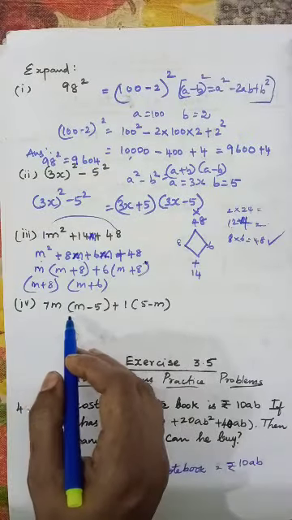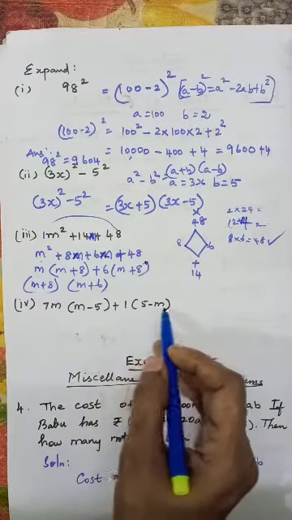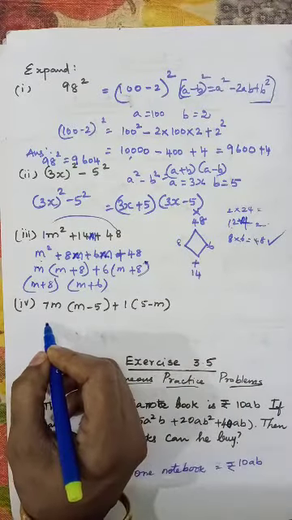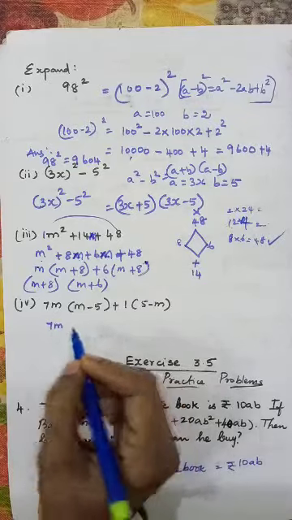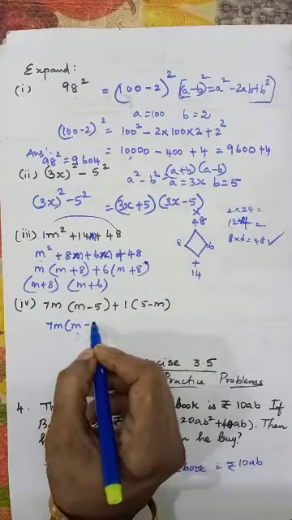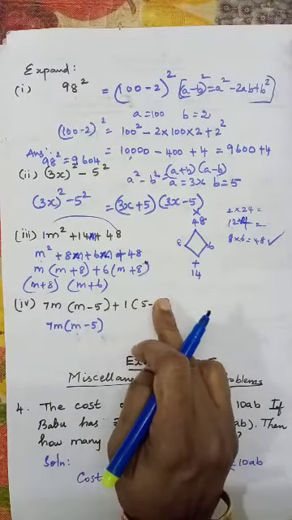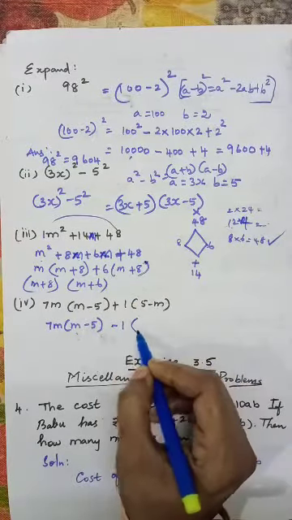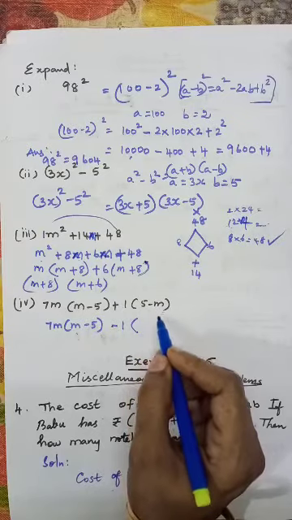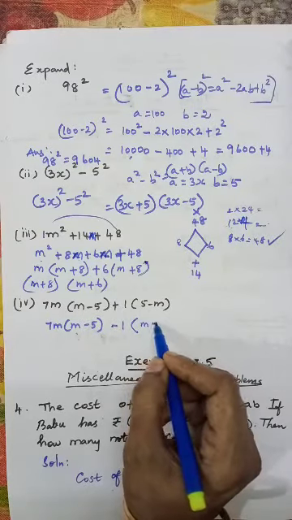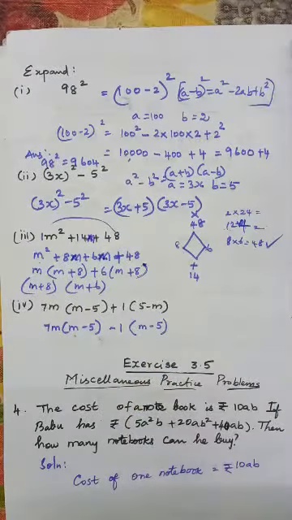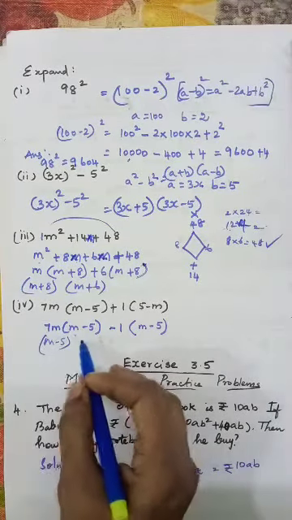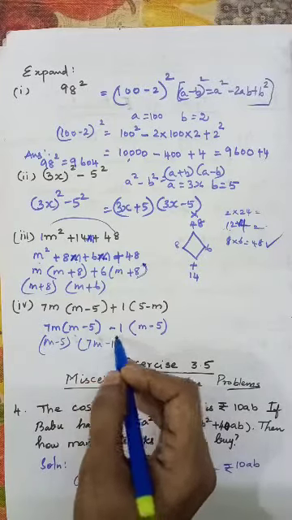The next one. 7m into m minus 5 plus 1 into 5 minus m. Now 7m into m minus 5. You make this also m minus 5. If you multiply 1, minus 1 you take outside. Then it will come as minus 5 plus m, so m minus 5 it will come also. Then we can take m minus 5 common, then remaining is 7m minus 1.